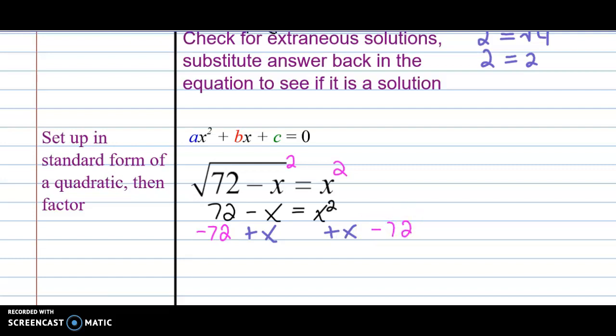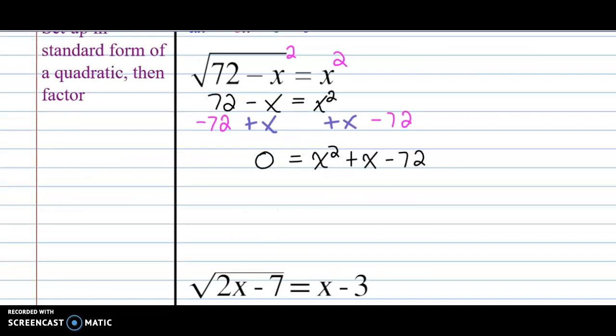So what do we have left? We have 0 on the left side. On the right side, it's x squared plus x minus 72. Since I have it equal to 0, I'm going to factor. Okay, so I'm looking for factors of 72 whose sum is 1.